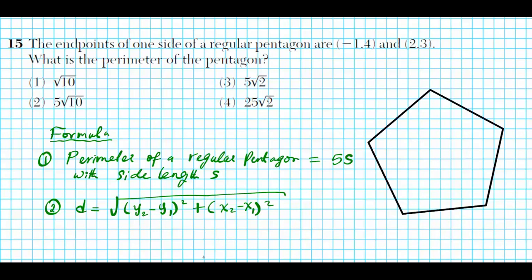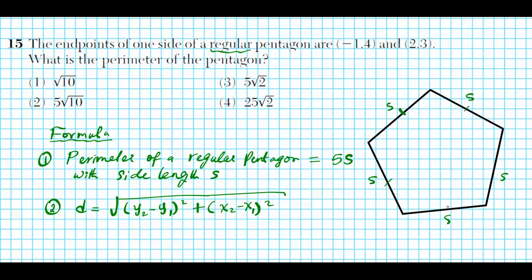Let me give you a visual of what I'm about to do. This pentagon I just sketched here is just a rough sketch. It's not drawn to scale, okay? So we have 5 sides, S, S, S, S, S. All those 5 sides are congruent. That's what regular means. It means that the measure of each side is the same.